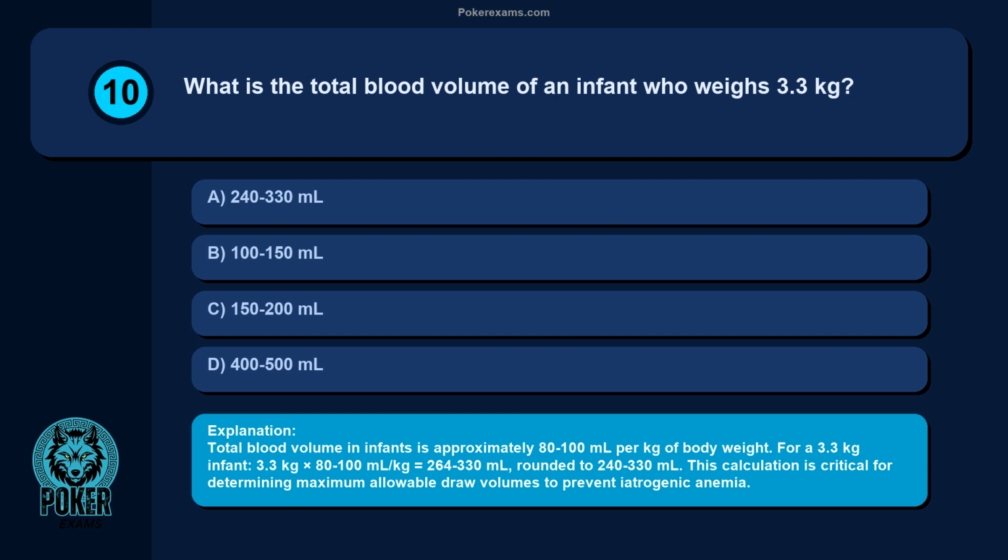Total blood volume in infants is approximately 80 to 100 milliliters per kg of body weight. For a 3.3 kilogram infant, 3.3 kilograms times 80 to 100 ml/kg equals 264 to 330 milliliters, rounded to 240 to 330 milliliters. This calculation is critical for determining maximum allowable draw volumes to prevent iatrogenic anemia.